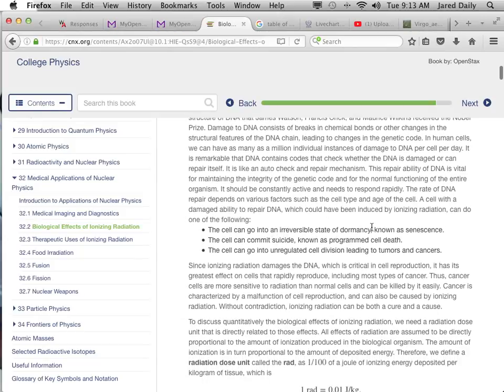Irreversible state of dormancy. So essentially it goes to sleep forever. It can commit suicide. If you damage a cell enough, it actually has a programmed response to just dismantle itself and die, so that the body can reuse its parts. But the most dangerous thing is that the cell can go into unregulated cell division, which is what is cancerous.